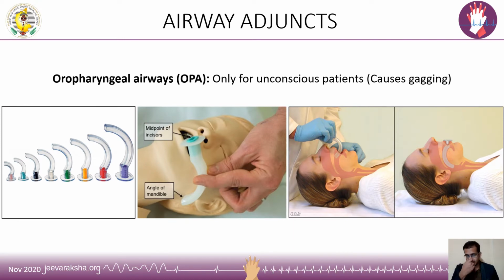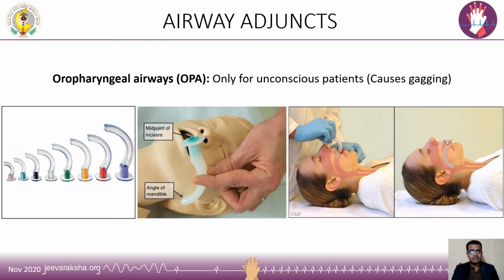The other adjunct which you can use is the oropharyngeal airway. Unlike the nasopharyngeal airway, this oropharyngeal airway should be used only in an unconscious patient because this can cause a gag reflex if used in a conscious patient, and the patient can vomit and aspirate. The nasopharyngeal airway can be used in both conscious and unconscious patients. Just like the nasopharyngeal airway, you have multiple sizes both for adults and pediatric patients.